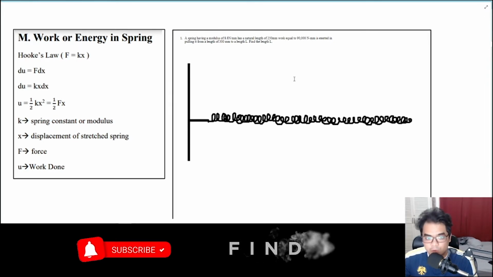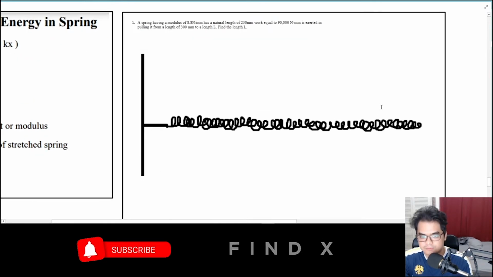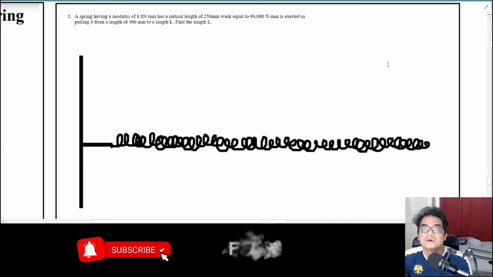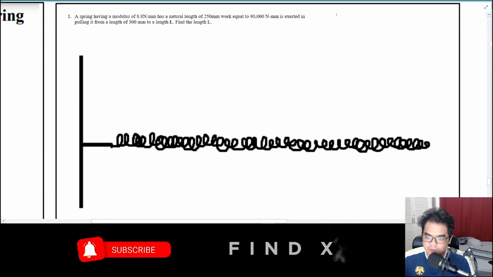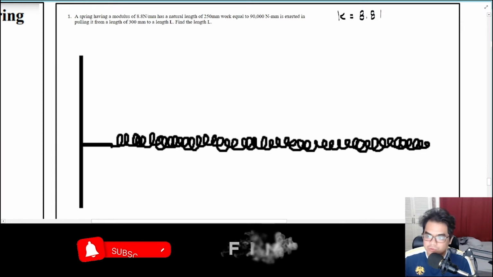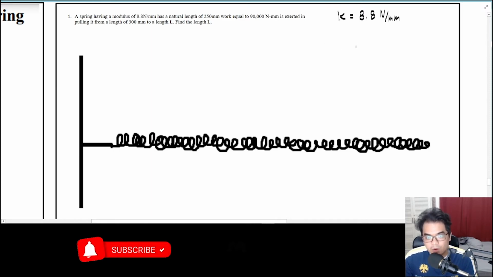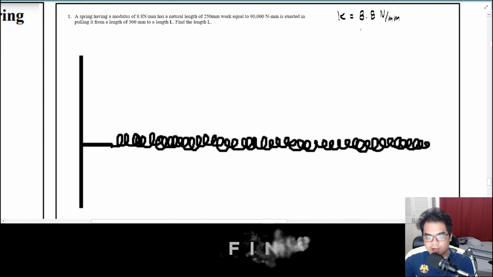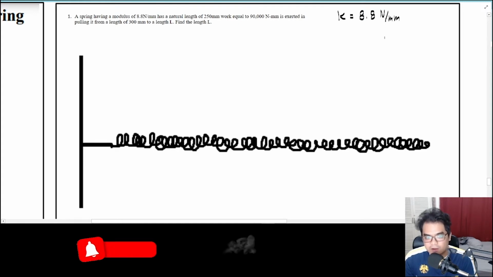For number 1, a spring has a modulus. We already have the givens. A spring having a modulus of 8.8 Newton per millimeter, so K is equal to 8.8 Newton per millimeter, has a natural length of 250 millimeter. Work equal to 90,000 Newton millimeter is exerted in pulling it from a length of 300 millimeter to a length L. Find the length L.